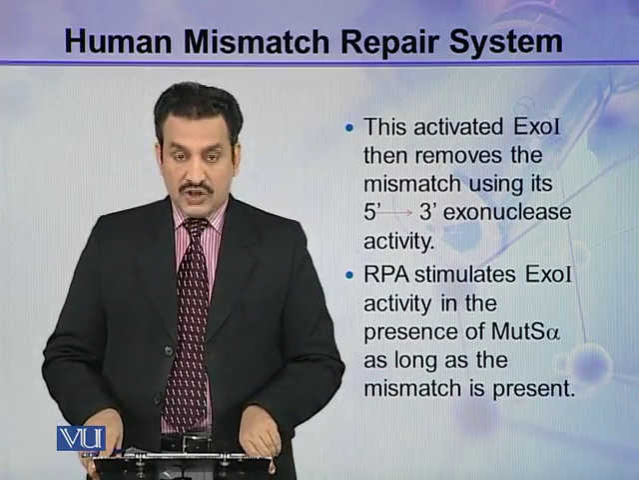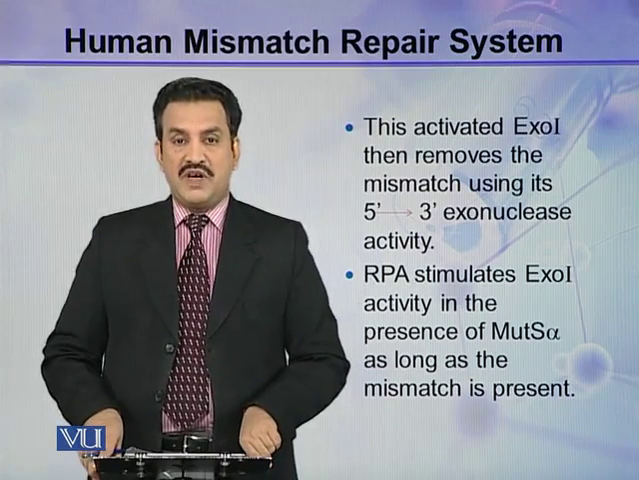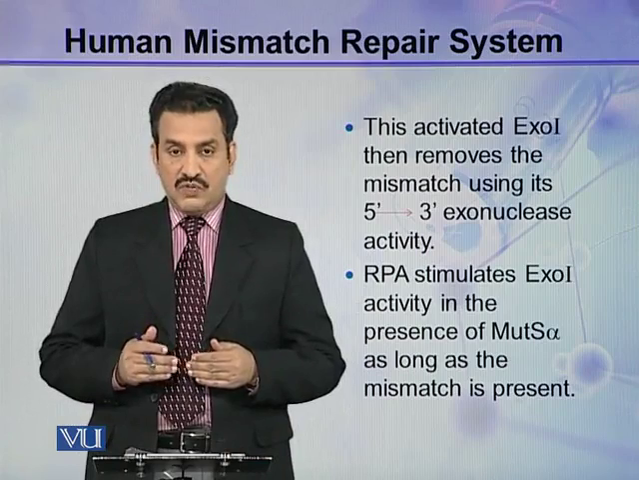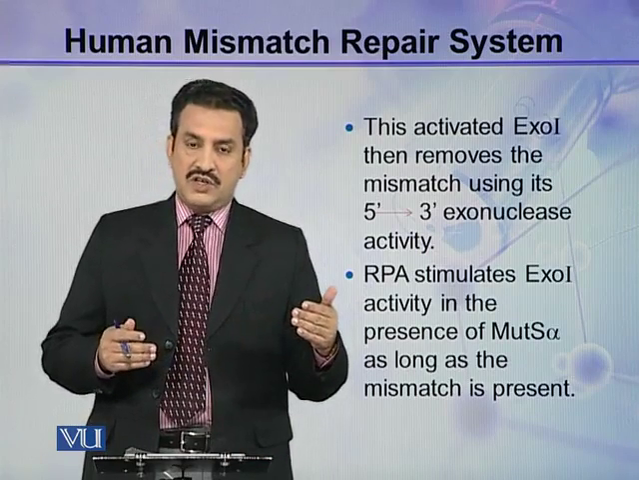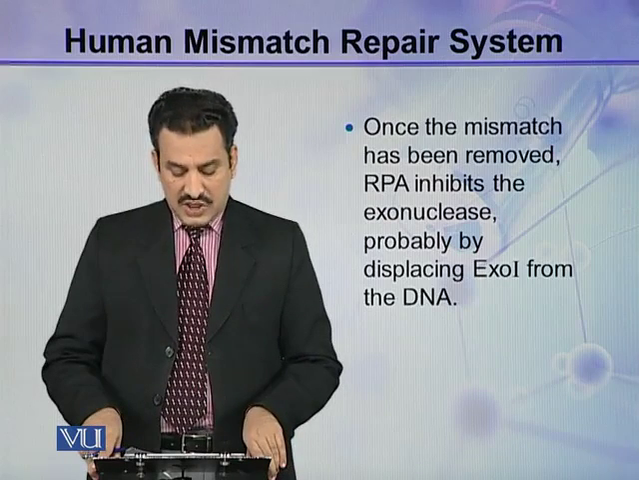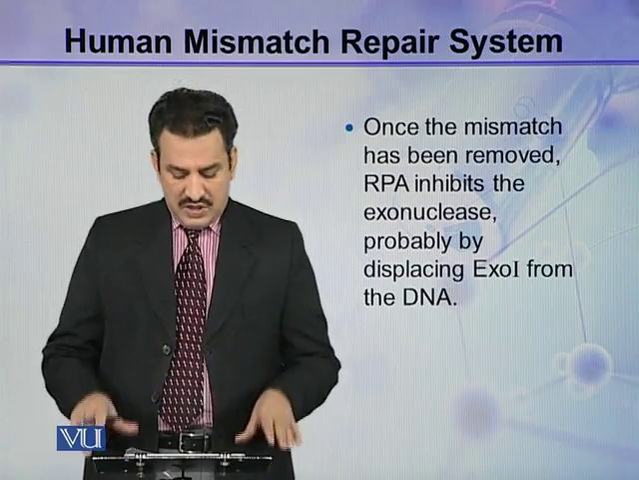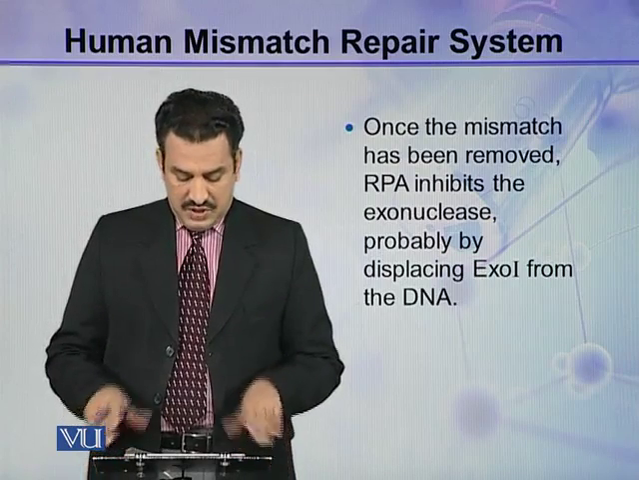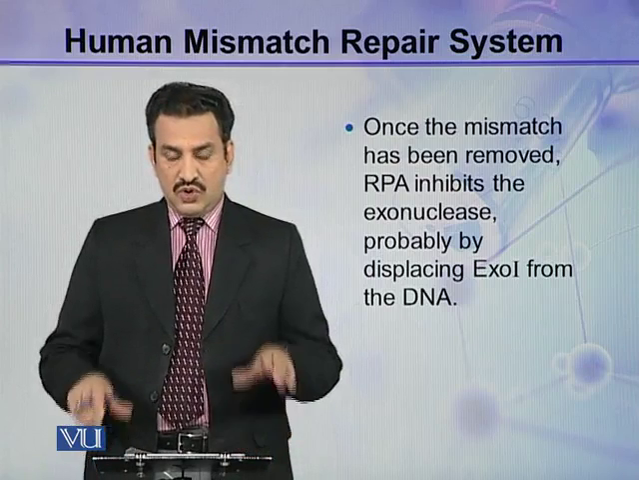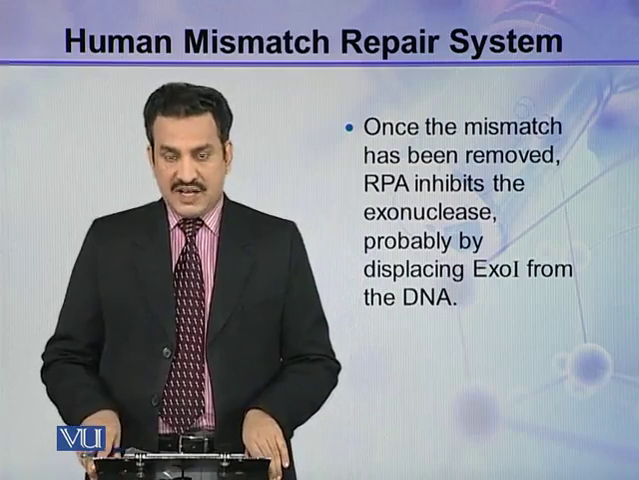RPA stimulates Exo 1 activity in the presence of MutS alpha as long as the mismatch is present. So if the mismatch is present, this RPA stimulates the activity of Exo 1. Then Exo 1 starts hydrolyzing this strand. Once the mismatch has been removed, RPA inhibits the exonuclease. So when this mismatch is removed, this exonuclease is inactivated, probably by displacing Exo 1 from the DNA. So Exo 1 is displaced from the DNA. In this way, RPA inhibits the exonuclease.